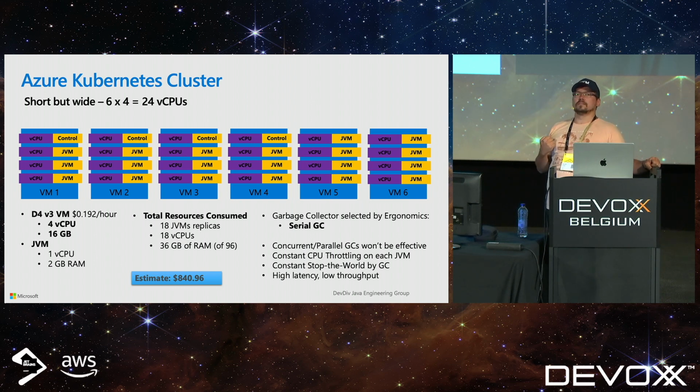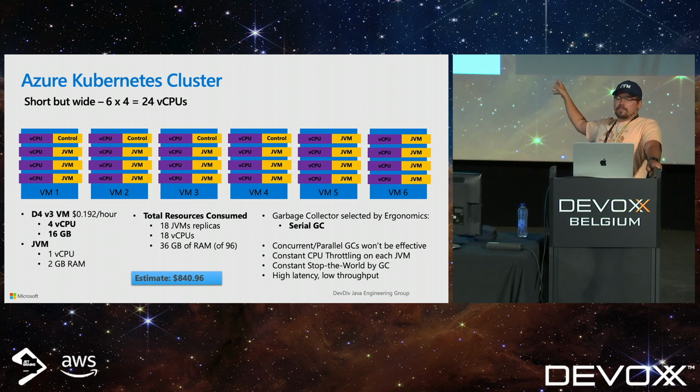It doesn't look like it, because you have 3 JVMs running with very limited CPU and very limited memory, and still having to do the things they have to do no matter what. So what are the problems? Concurrent parallel GC won't be effective because it's serial GC. You have only one CPU, generally speaking. You will get constant CPU throttling on each JVM if this system is getting bombarded by requests. And you get constant stop the world, so your tail latency will suffer, and you're not going to hit your P99 targets if that's what you're looking for. So you get high latency and probably low throughput.